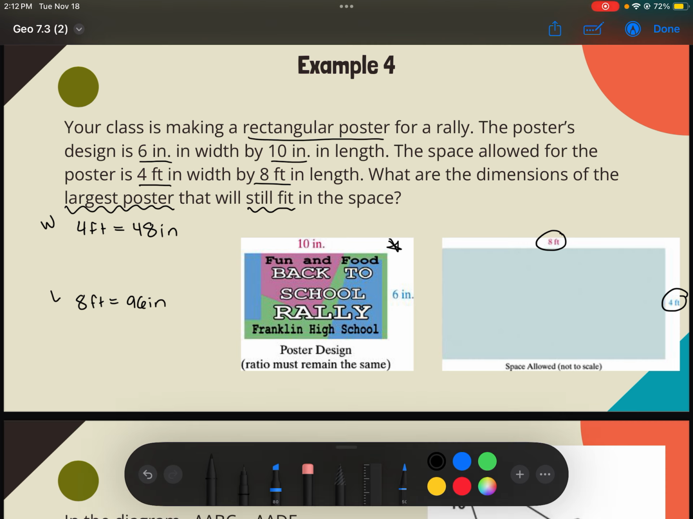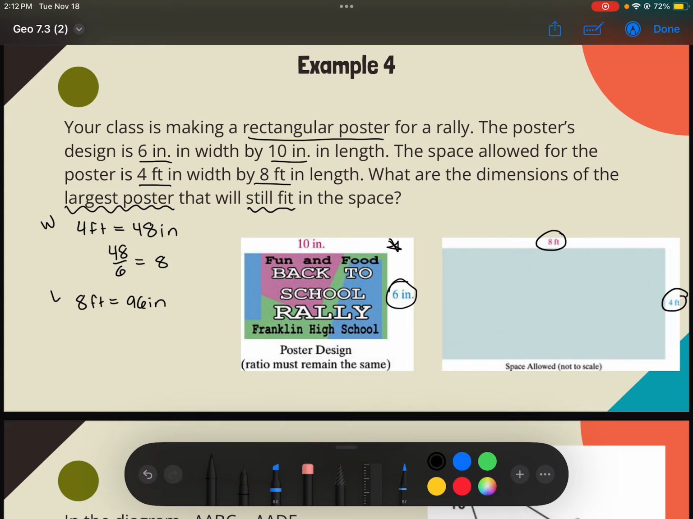How many of our 6-inch widths could fit in 48? So I'm just going to take 48 divided by 6. I could comfortably enlarge the poster times 8, and it will still comfortably fit in the 48 inches that are allowed.